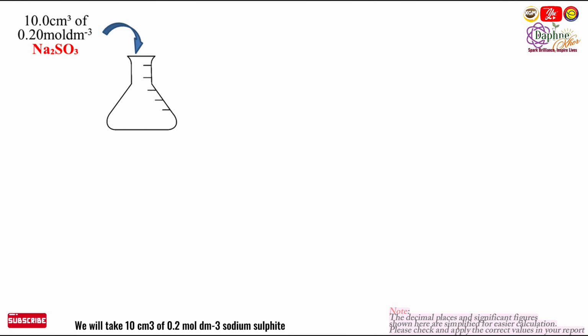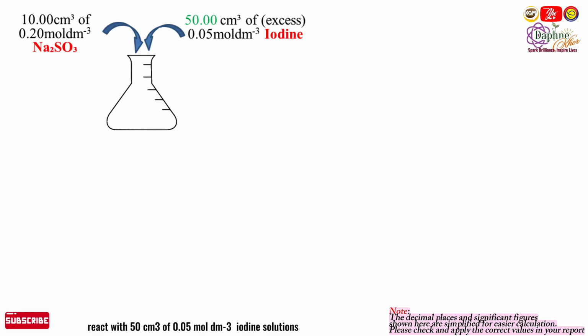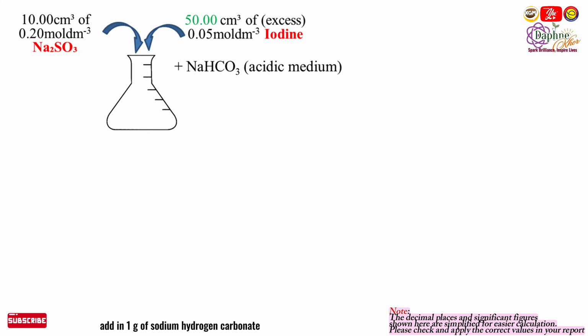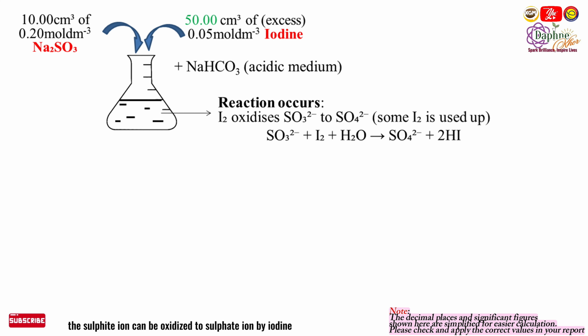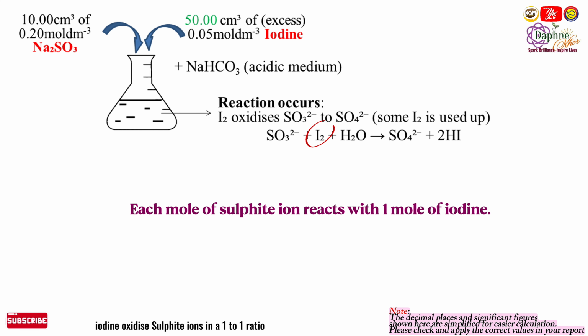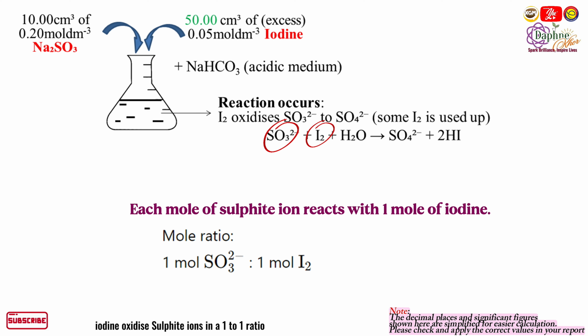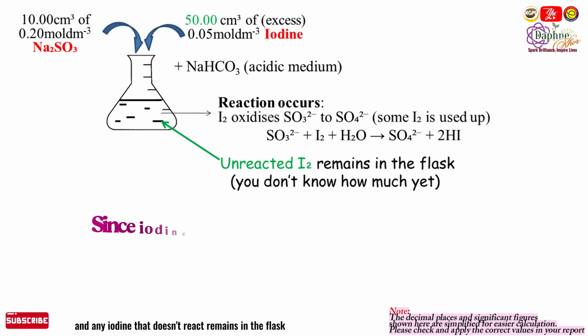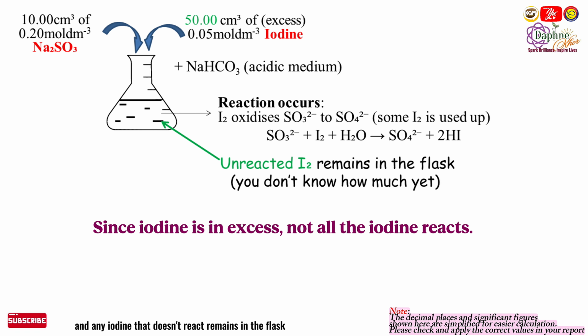At first, we will take 10 cubic centimeter of 0.2 mol dm³ sodium sulphite, react with 50 cubic centimeter of 0.05 mol dm³ iodine solution, and add in 1 gram of sodium hydrogen carbonate. The sulphite ion can be oxidized to sulfate ion by iodine in the presence of hydrogen carbonate ions. Iodine oxidizes sulphite ion in a 1:1 ratio, and any iodine that doesn't react remains in the flask.